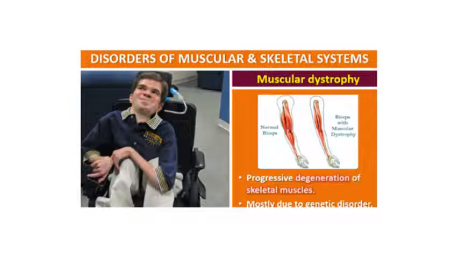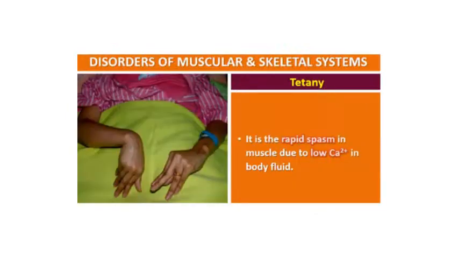Then we also have muscular dystrophy. So muscular dystrophy is the progressive degeneration of skeletal muscle. It is mostly a genetic disorder, so obviously it is hereditary. You can see how it changes the muscles. The normal muscles, that is the normal bicep muscle, looks like this. Whereas if a person is suffering from muscular dystrophy, then the muscles will keep getting thinner and thinner and they will lose their shape completely.